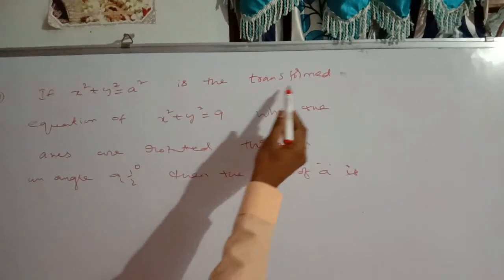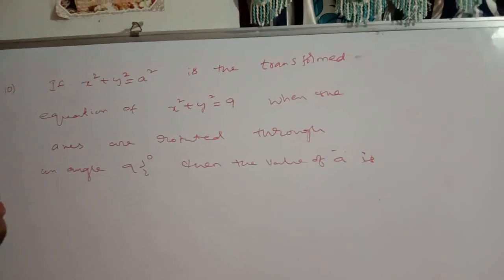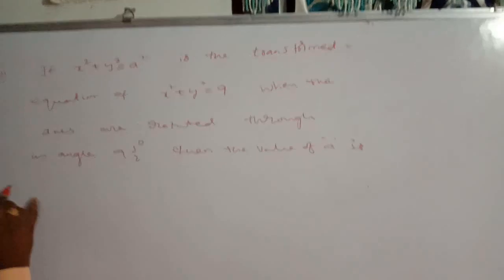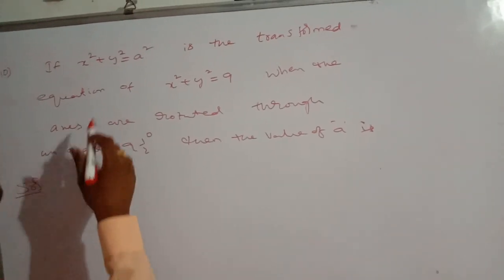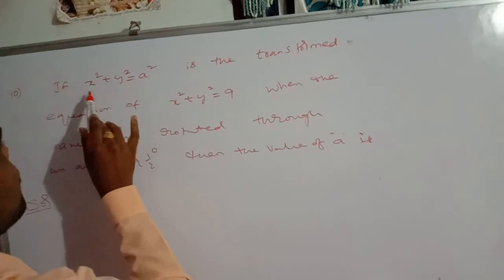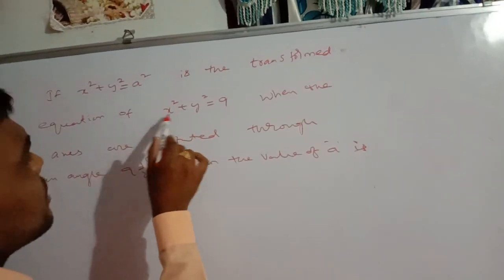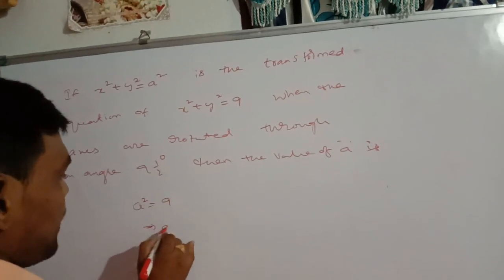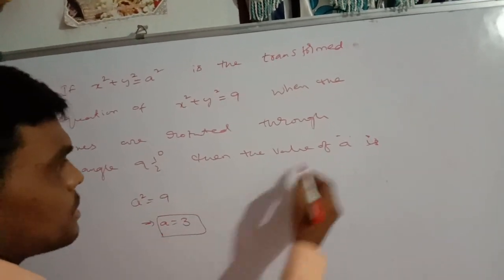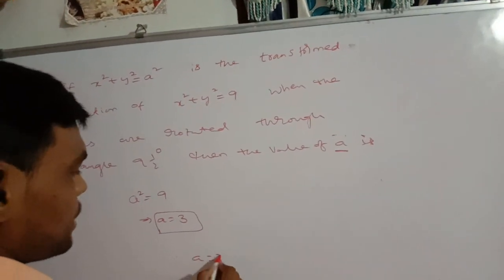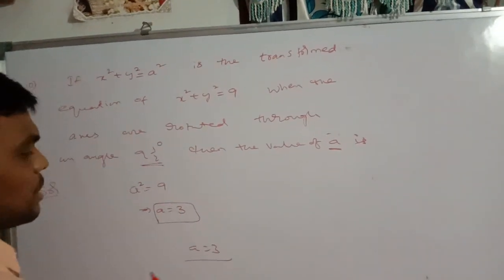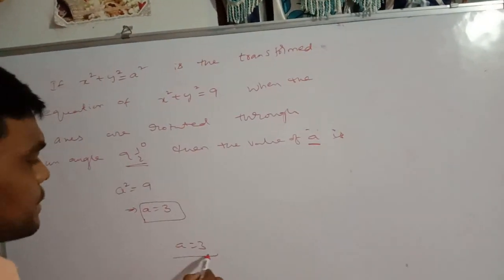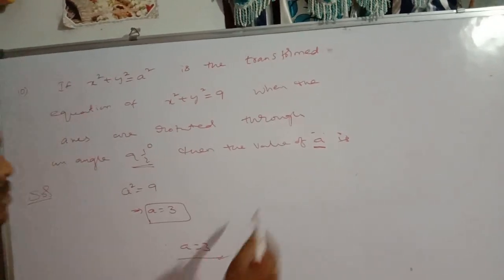The transformed equation of x square plus y square is equal to a square, when the axes are rotated through an angle, is x square plus y square is equal to 9. Then the value of a. The solution is very simple. Comparing x square plus y square is equal to a square, here a square is equal to 9, so a is equal to 3. The angle is not needed. Now the answer is a is equal to 3.